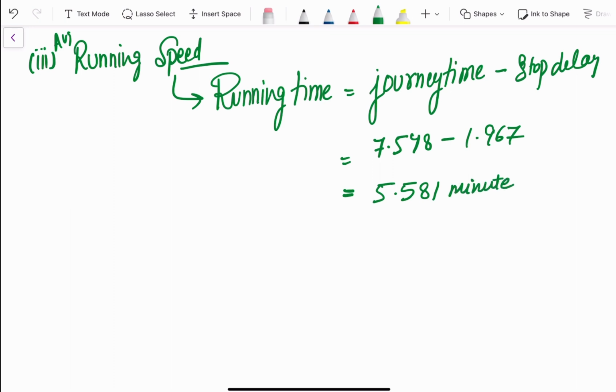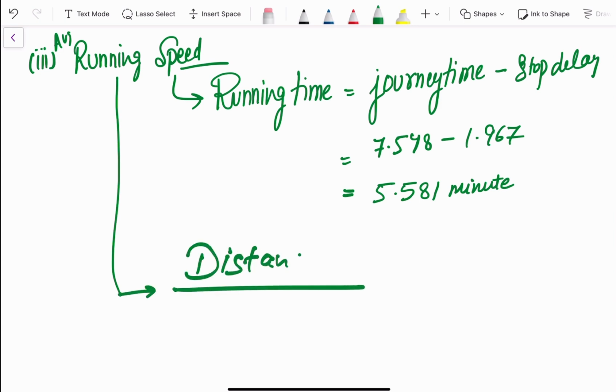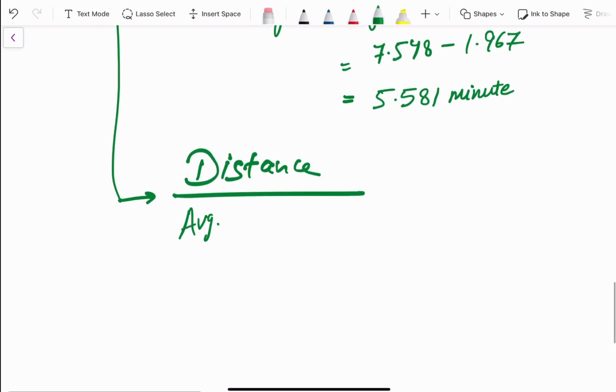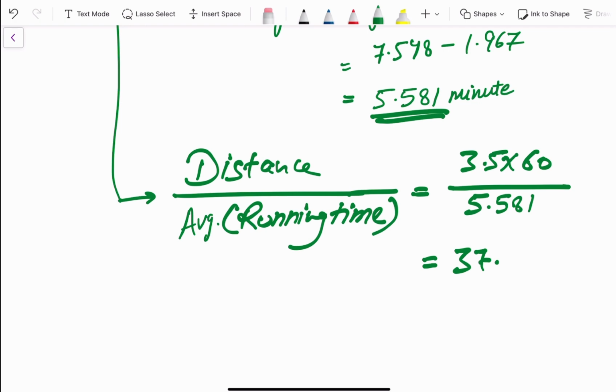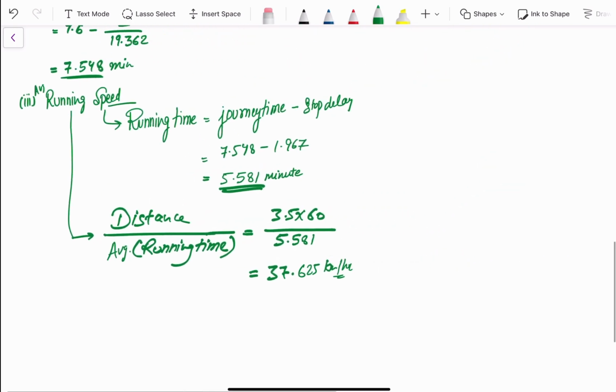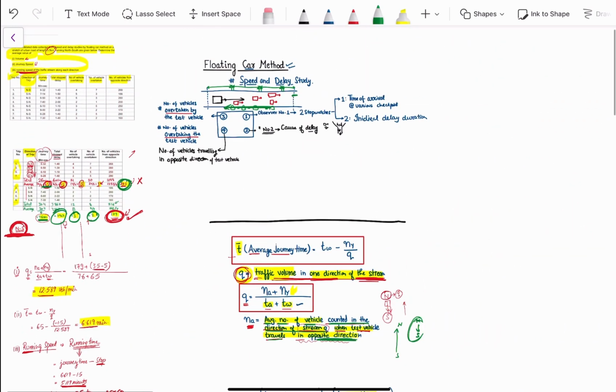So the running speed will be distance upon average running time. Distance is 3.5 kilometers. Running time is 5.581 divided by 60, so I'll take 60 here. Upon solving, the answer will be 37.65 kilometers per hour. Okay, so like this, the questions related to the floating car method are solved.